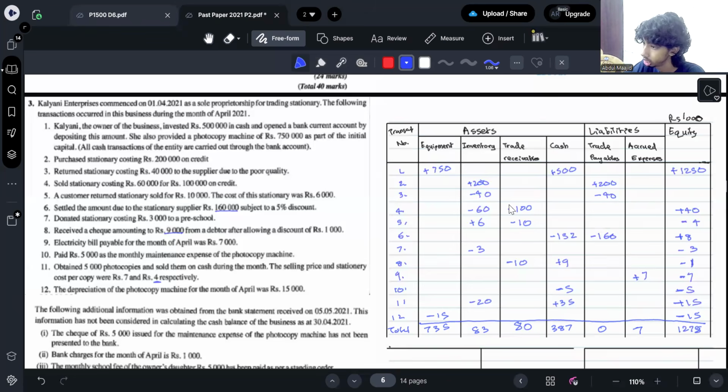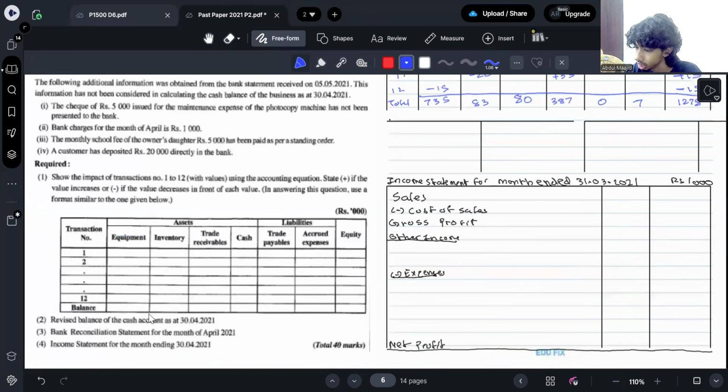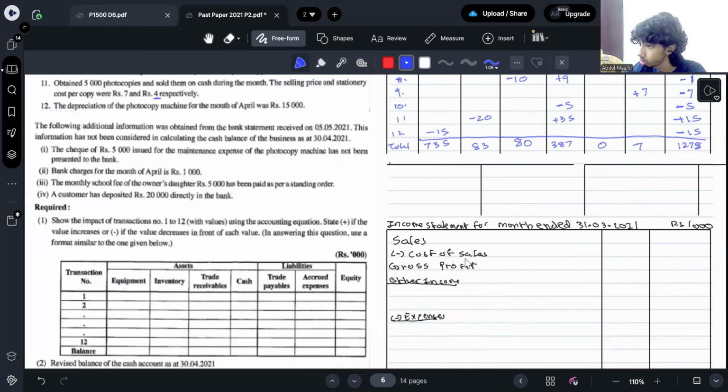Okay, requirement 1 is done. Then requirement number 2, revise the balance of the cash account and the bank reconciliation. Requirement number 3. So number 2, adjusted cash control.